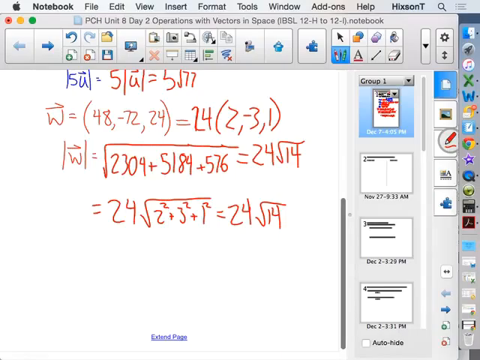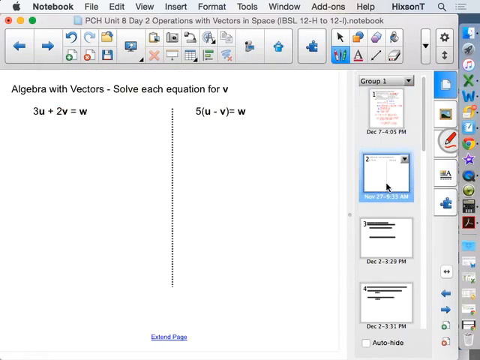Alright, so that's the first thing. I wanted to make sure we defined our operations for three-dimensional vectors. Now, let's look at another concept that we did not really do with 2D vectors, although it applies no matter what they are. And that is, we can do some algebra with vectors.